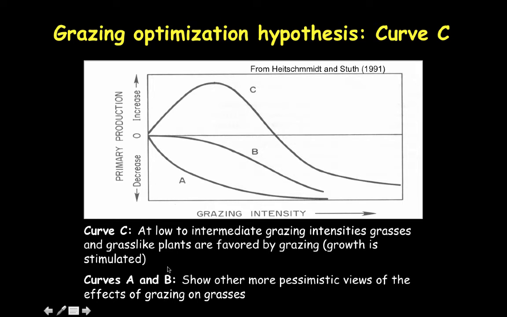And so the three curves really refer to how a plant is going to respond relative to different types of grazing. So curve C here is when we graze at low to intermediate levels. So here's our grazing intensity right here. It's at low to intermediate. And this really shows that grasses and grass-like plants like our sedges and rushes are highly favored by grazing. So growth is actually stimulated in the plant if they're grazed at a moderate to low level. However, lines A and B show a little bit more of a negative viewpoint of grazing, and as grazing intensity increases, then the plant's ability to recover from that grazing intensity slowly decreases.